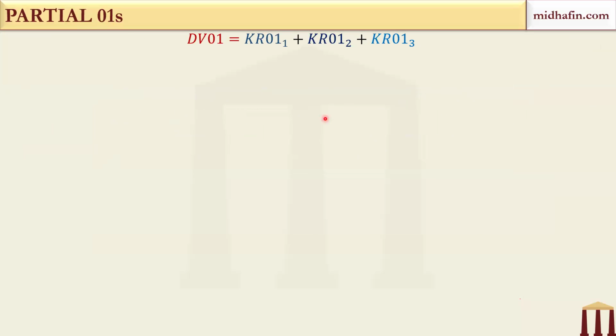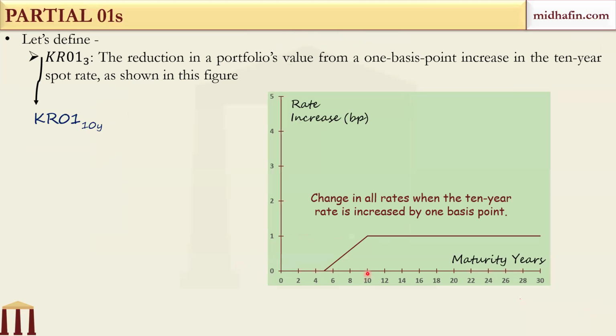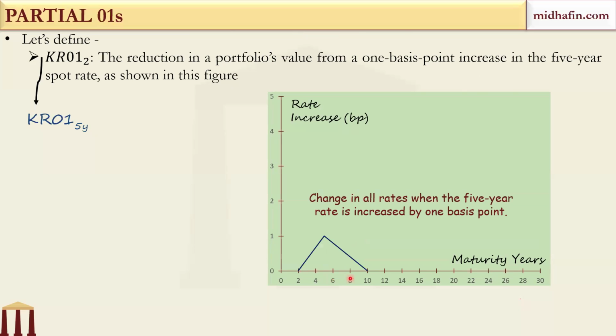One last thing that I forgot to mention regarding this: the 10-year key rate will have impact starting from 5 years onwards. It will have zero impact on the rates below 5 years. In the same way, the 5-year spot rate will affect the spot rates for periods starting at 2 years and ending at 10 years. Beyond these two periods, it will have zero effect.